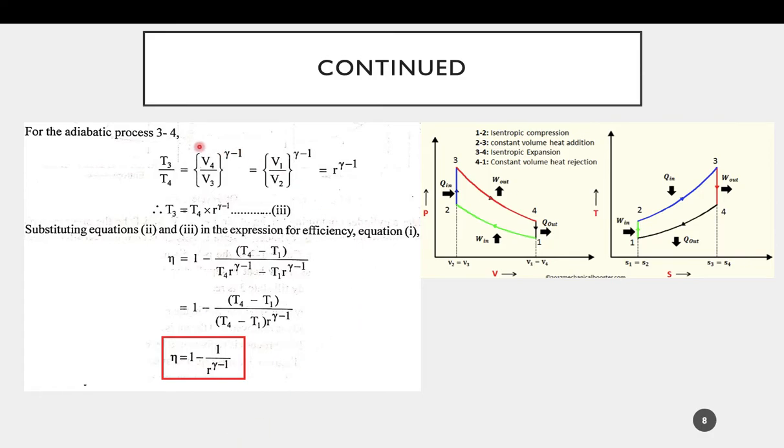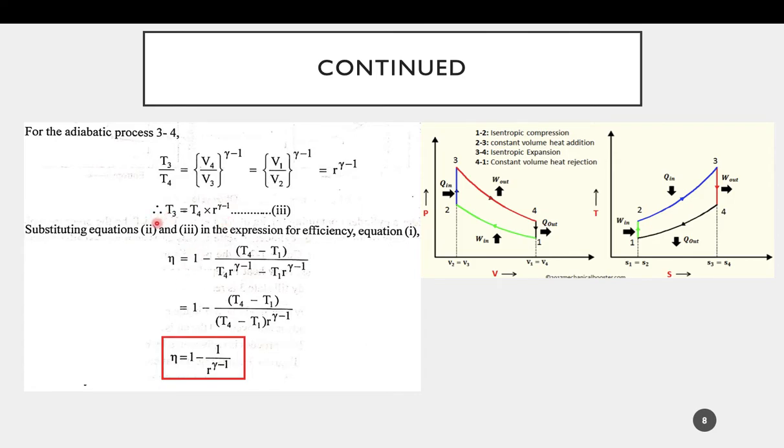Now for the adiabatic process 3 to 4, an adiabatic expansion process, the temperature volume relationship is applied. So T3 by T4 is equal to V4 by V3 raised to gamma minus 1. Now V4 is equal to V1 and V3 is equal to V2, since 2 to 3 and 4 to 1 are constant volume processes. You can write it as V1 by V2 raised to gamma minus 1. Now V1 by V2 is the ratio of total volume by clearance volume, that is compression ratio R. So it is R raised to gamma minus 1. Hence T3 is equal to T4 into R raised to gamma minus 1.